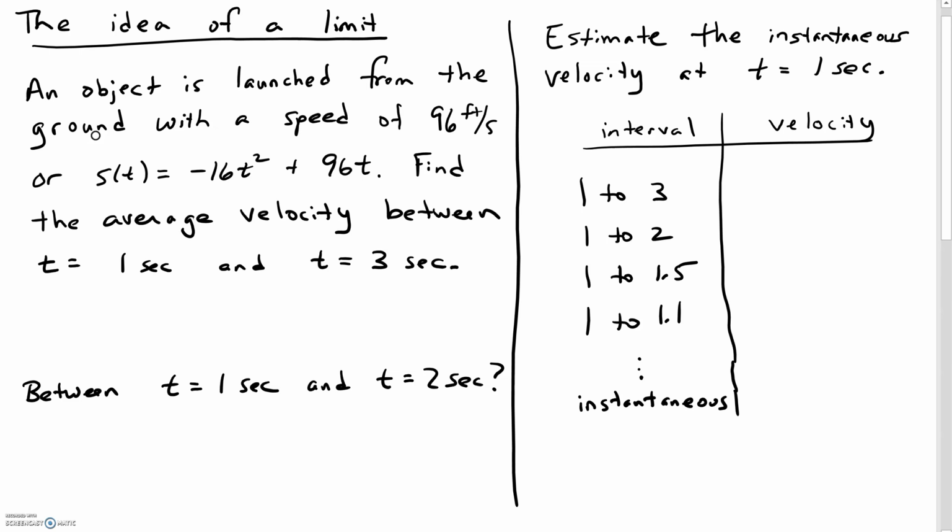An object is launched from the ground with a speed of 96 feet per second. And we have the equation that represents that. That's negative 16t squared plus 96t. And we're going to find the average velocity between 1 second and 3 seconds.